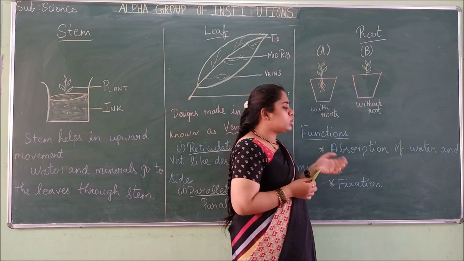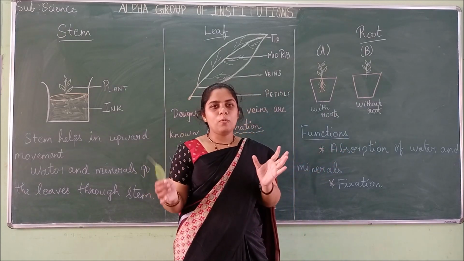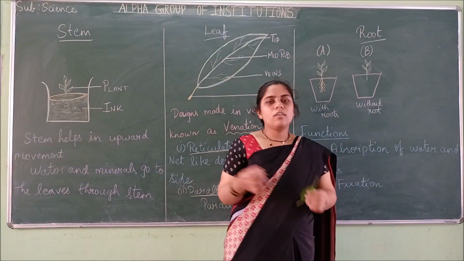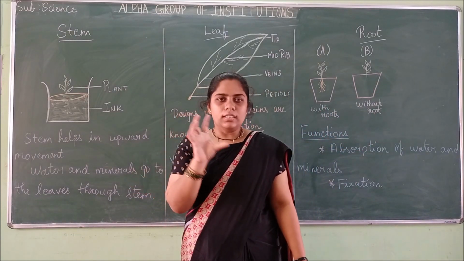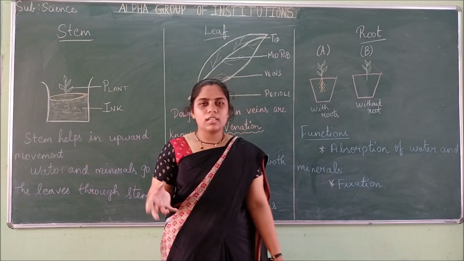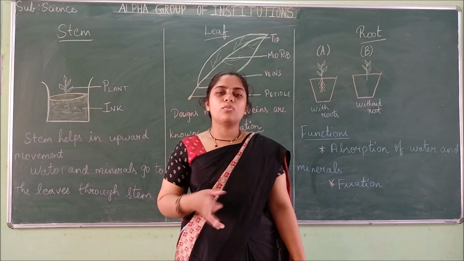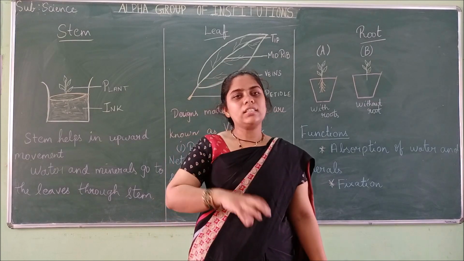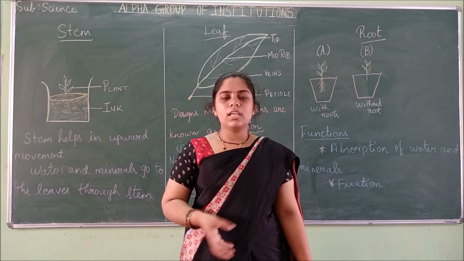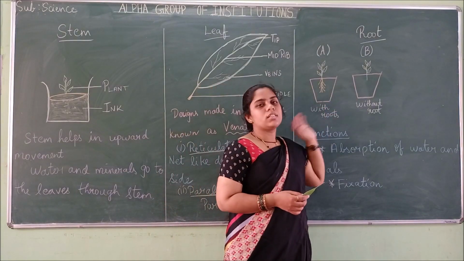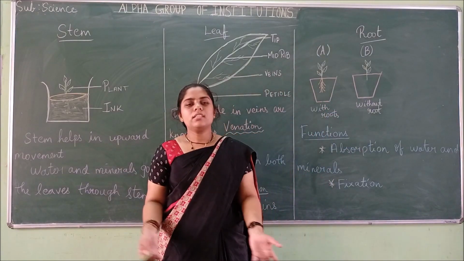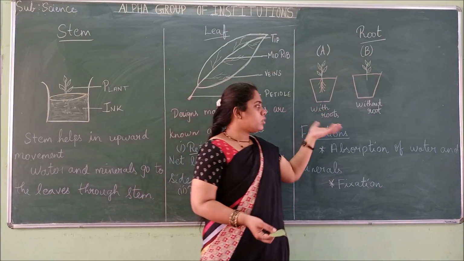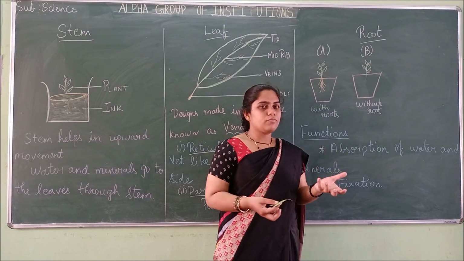Next we are moving on to roots. This is an activity. We take two parts of plants, one with the root and one without the root, A and B. We water the plants regularly. What happens? The plant with the roots grows faster, but the plant without the root does not grow. Why? The roots fix the plant to the soil and absorb all the nutrients and water for the entire plant. When the root is cut off, no growth takes place. The plant does not get any food for growth. So root is very important.